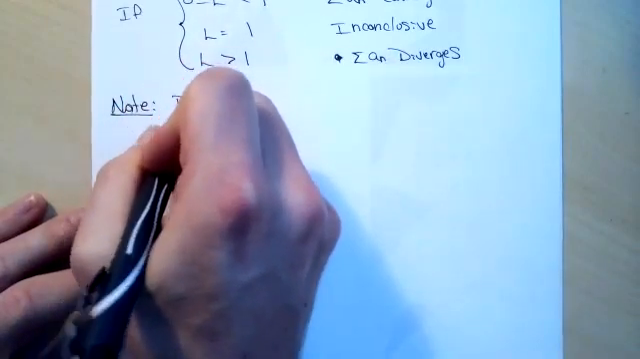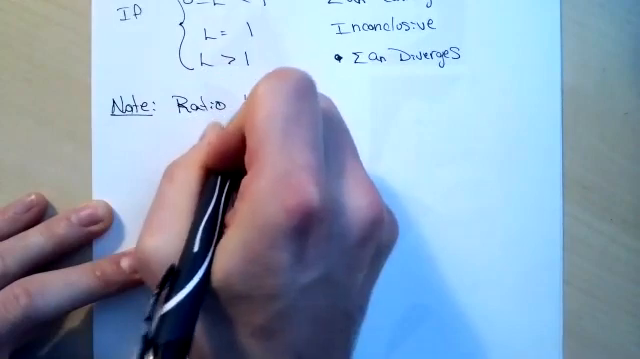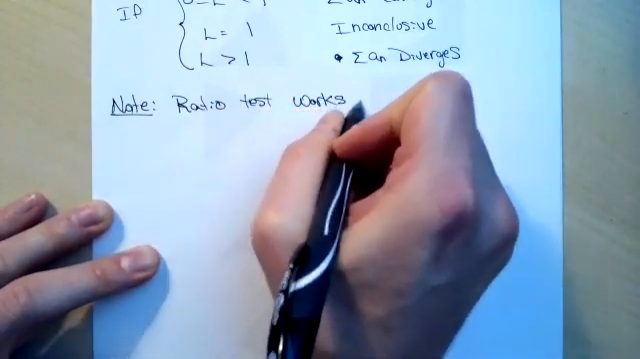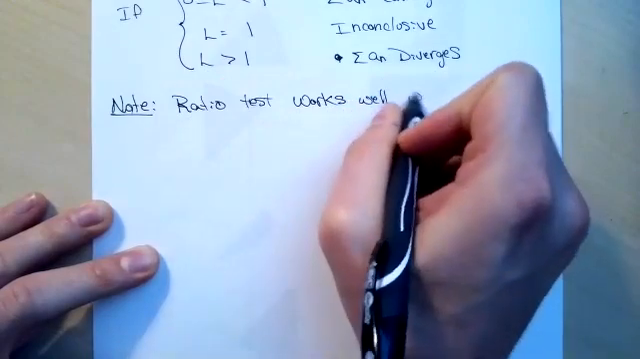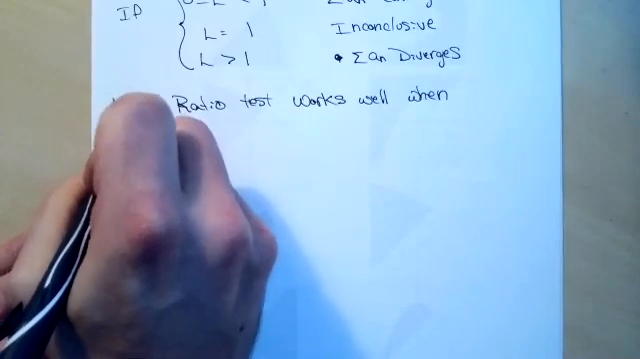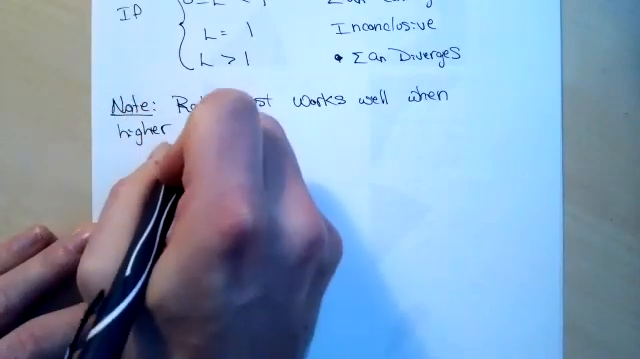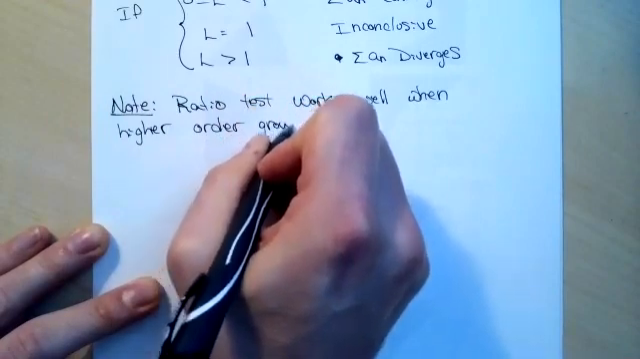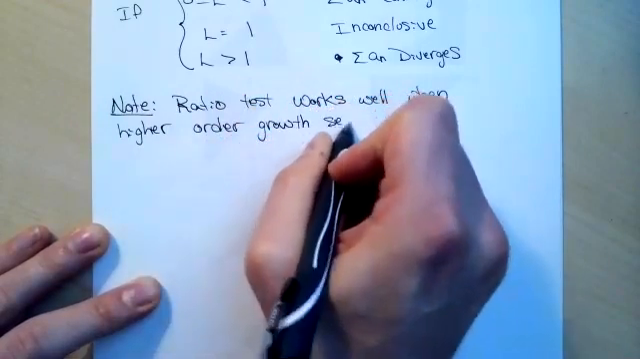So note, the ratio test works well when higher order growth sequences appear.